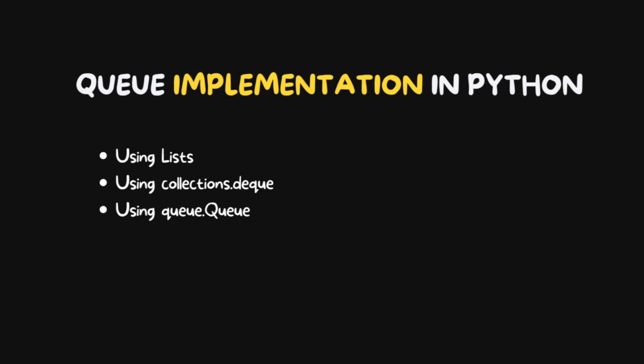Let's now see how to implement queues in Python. Using a list is the simplest approach but not the most efficient for large queues. Using collections.deque provides optimized operations for queues. Using queue.Queue is ideal for multi-threading and advanced scenarios. We will use examples to demonstrate each approach.